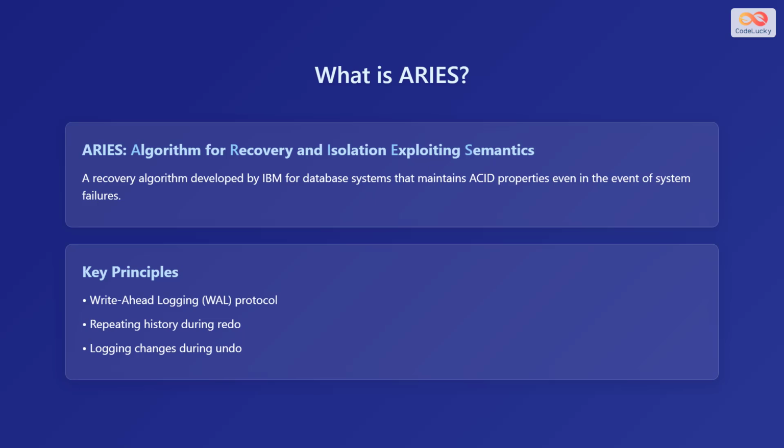The key principles on which ARIES operates are, first, the write-ahead logging protocol. Second, repeating history during redo. And third, logging changes during undo.